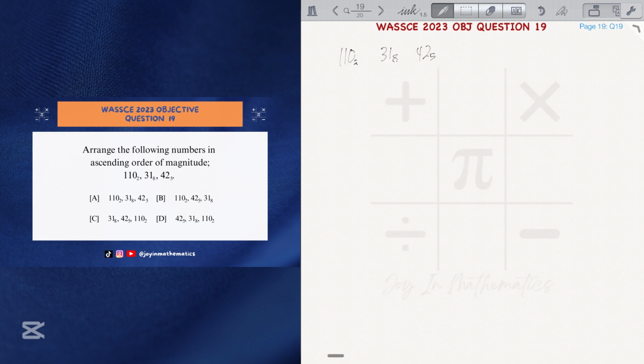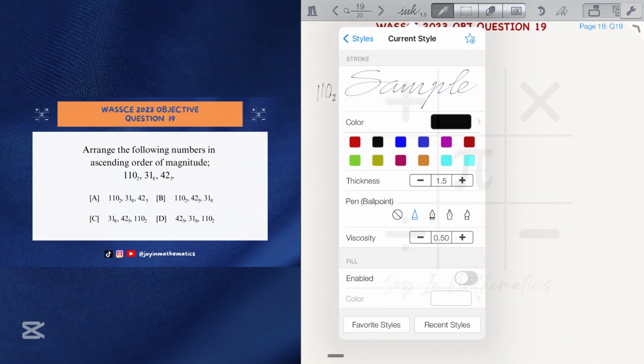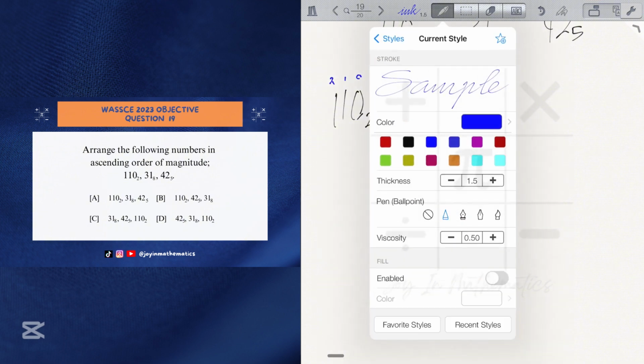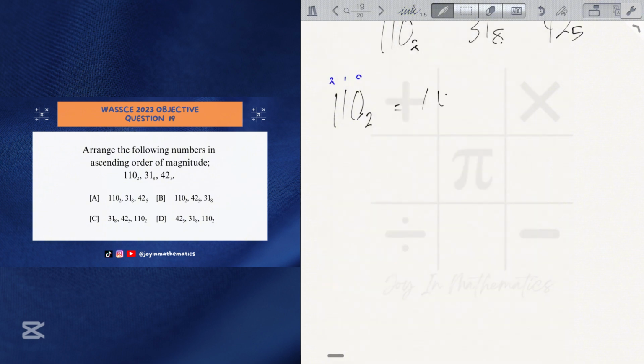So let's begin with 110 base 2. To convert to base 10, just like we did in question number 5, we can look at question number 5. We have 0, 1, and 2. So all we did was 1 multiplied by the multiplier, which is 2 raised to the power of 2.